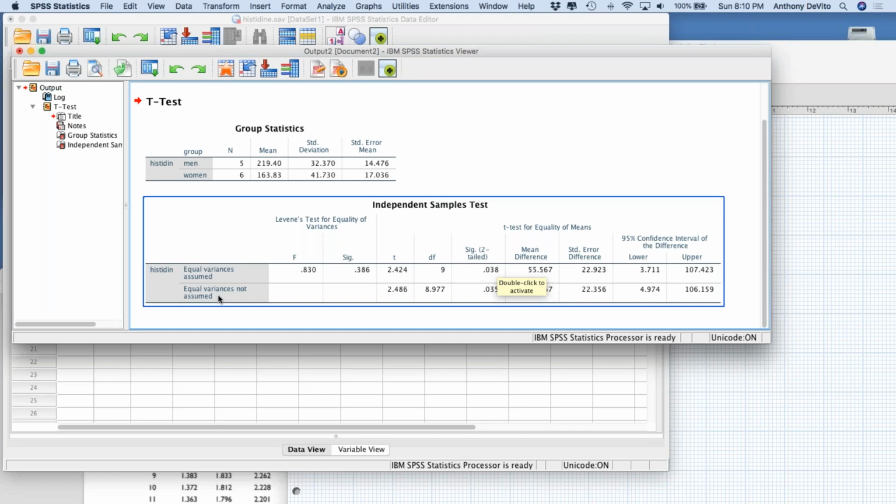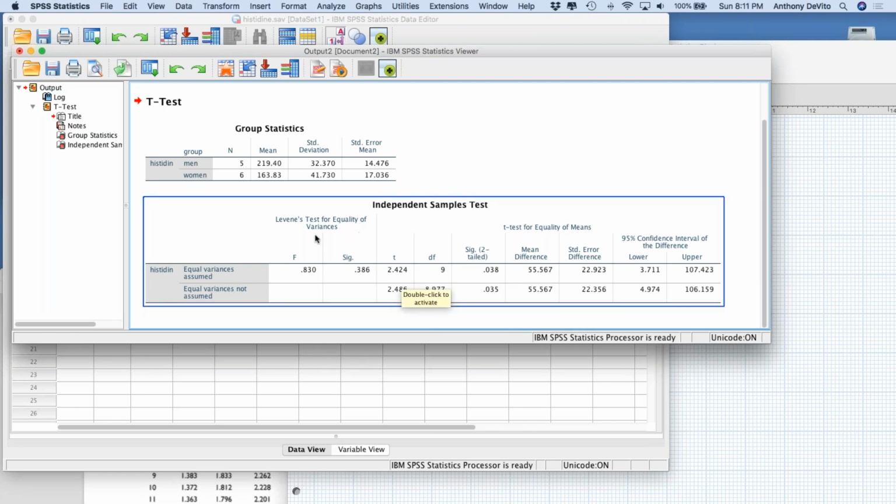Had I assumed equal variance is not assumed, the calculation would have been different. And instead of getting this t-score, I would have gotten this t-score, and I would have gotten this significance. It's kind of odd sometimes when you use SPSS, you get some odd results here occasionally. But in this case, I would have used the top line rather than the bottom line.